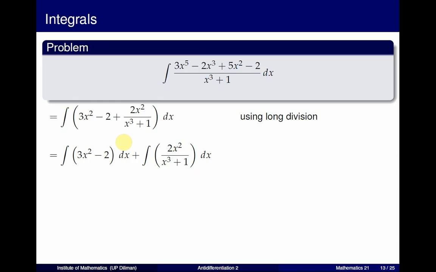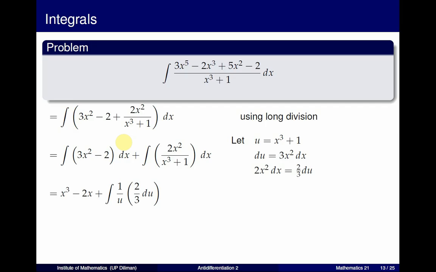And the second integral is the integral of 2x squared over x cubed plus 1 dx. Let's use what I said a while ago. Let's use u-substitution on the second integral, letting u be x cubed plus 1 because du is 3x squared dx. And we have the 2x squared dx in the numerator. So 2x squared dx is equal to 2/3 du. And the integral now becomes, the first integral is easily integrated, x cubed minus 2x. The second integral becomes 1 over u, and then 2x squared dx there becomes 2/3 du.